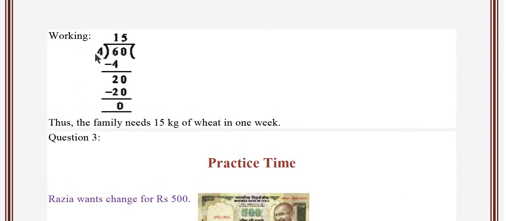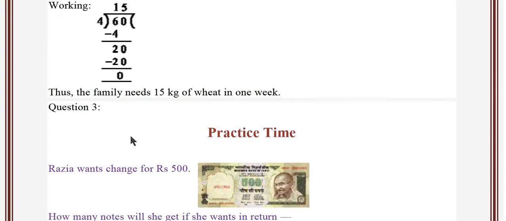So 60 divided by 4: 4 ones are 4, 6 minus 4 is equal to 2, and afterward we keep here 0, so it becomes 20, and 4 5s are 20, 20 minus 20, then we get 0. Thus the family needs 15 kg of wheat in 1 week.